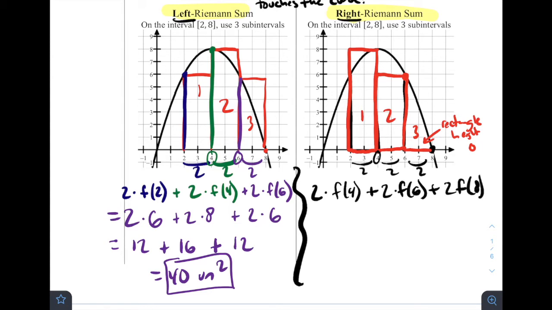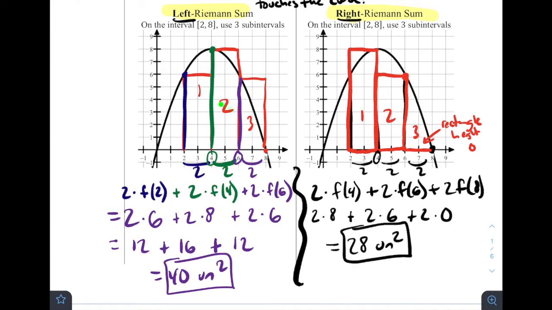Again, we would want to use our calculator to do this, but ultimately this is going to be 2 times f(8) plus 2 times f(6) plus 2 times f(4). F of 8 does in fact end up being 0, and so the area under this curve, this estimate, is going to be about 28 units squared.